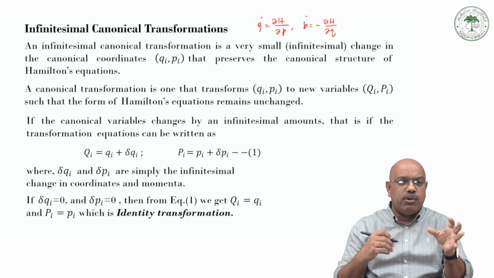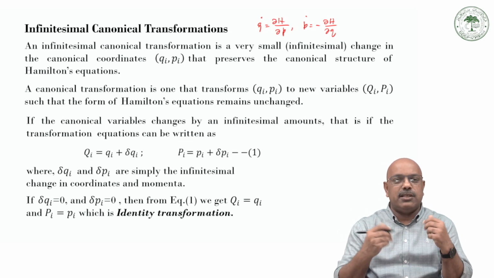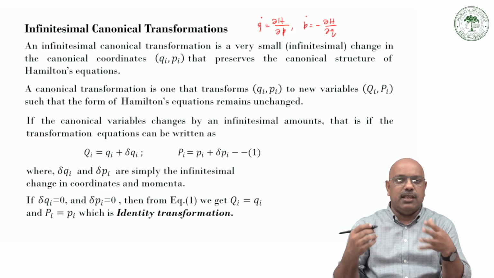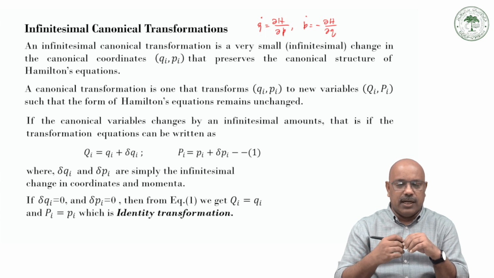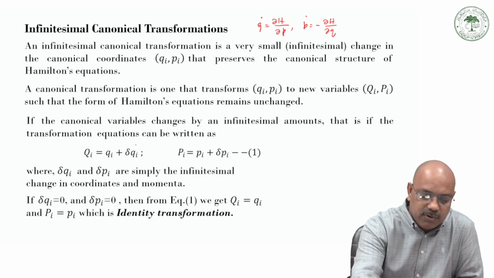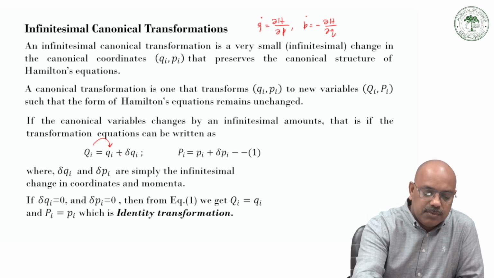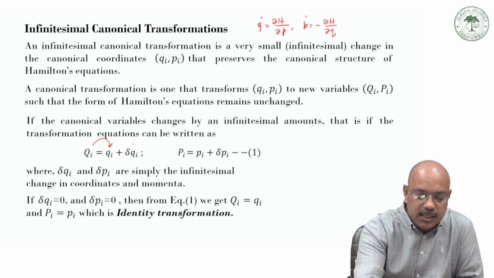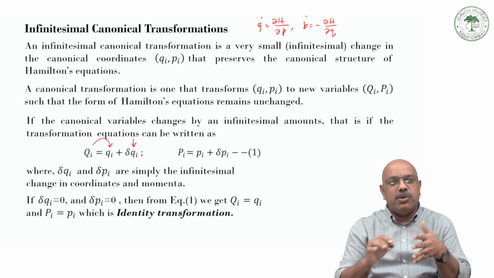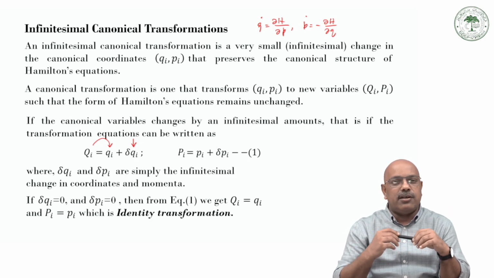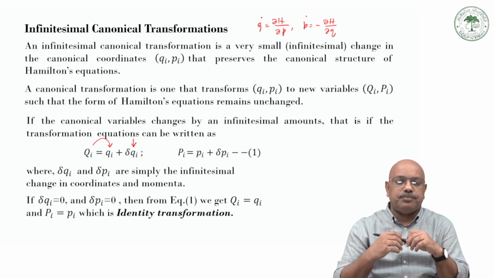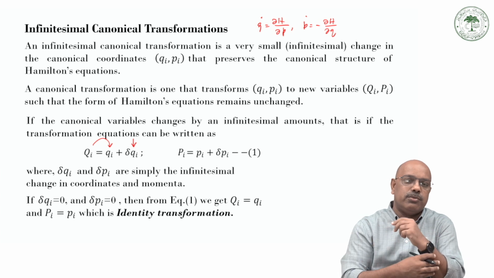The word infinitesimal attached to the canonical transformation just means that the transformation is very, very small, that is an infinitesimal change in the canonical variables qi, pi. When you transform from small q to capital Qi, this delta Qi is going to be infinitesimally small, and that transformation must preserve, as we did in the canonical transformation, the canonical structure of Hamilton's equation. So that Hamilton equation has to be preserved.